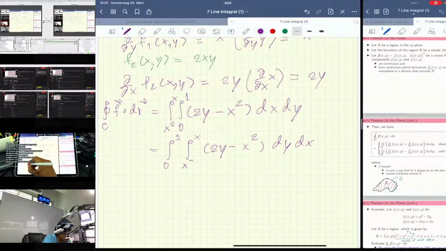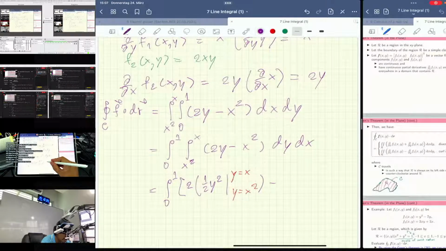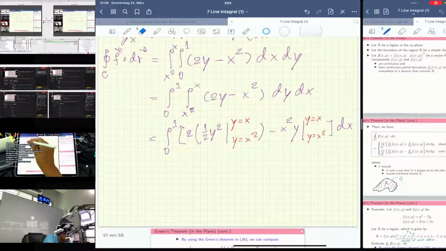We make the integration with constant at the end. All right, so the first integration with respect to y will be 2 times 1 by 2 of y squared, minus x squared y, where y goes from x squared to x, and here is the closing parenthesis dx, at the end.